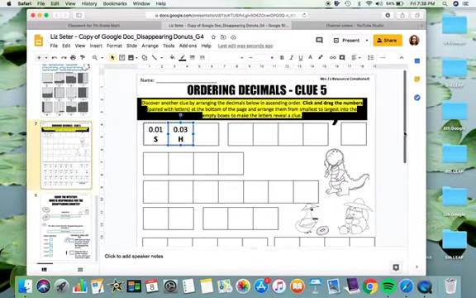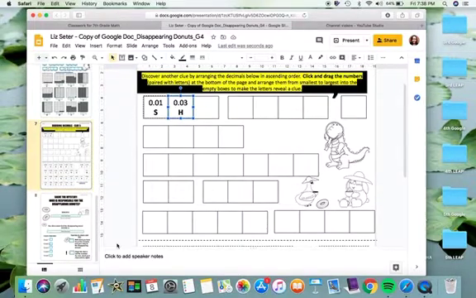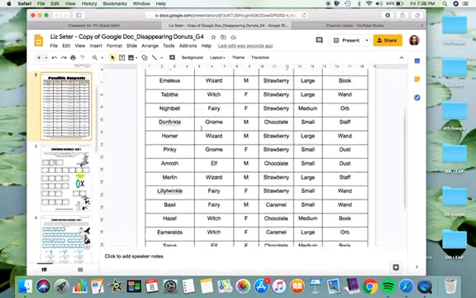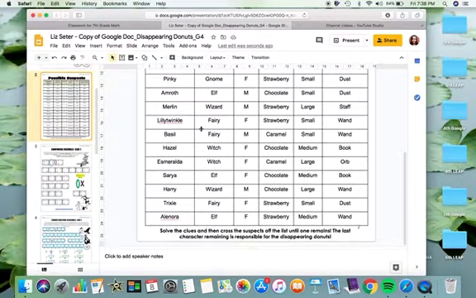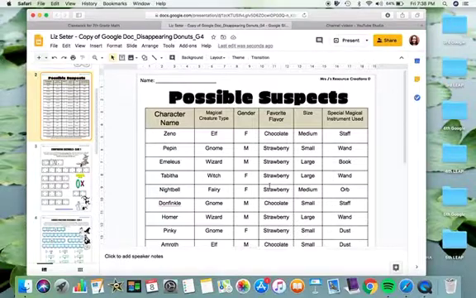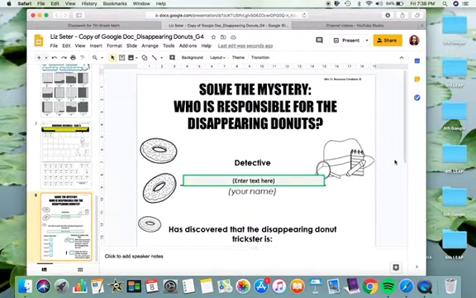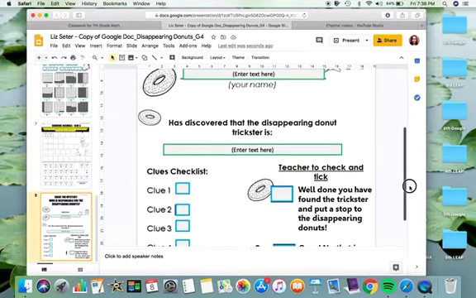All right, and then after you do that, you're going to have your final clue, and then you're going to go back to your page with all your suspects, and by this time you should have everybody crossed off except for one. If you don't, then there's a problem. You're going to have to go back, as you made a mistake somewhere on one of your clues, okay? For your final page, here it is. What I'd like for you to do here is put your name in here, because you're the detective, and you're going to tell me who the trickster is, okay?